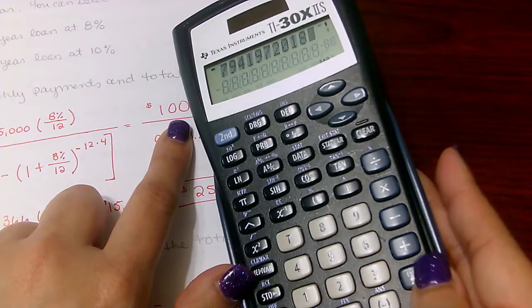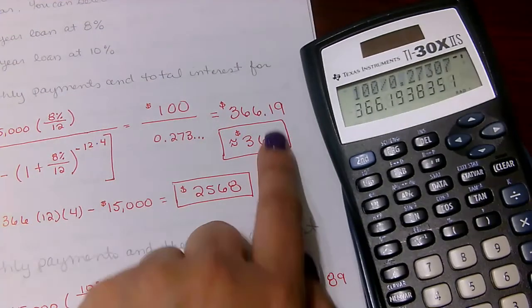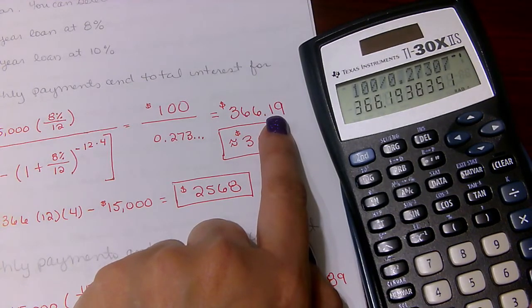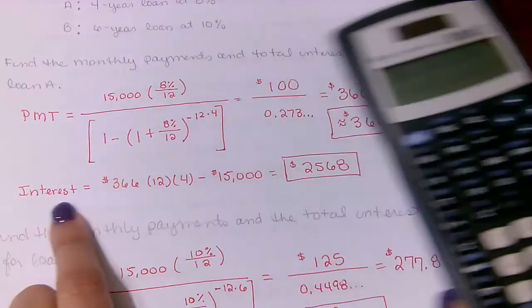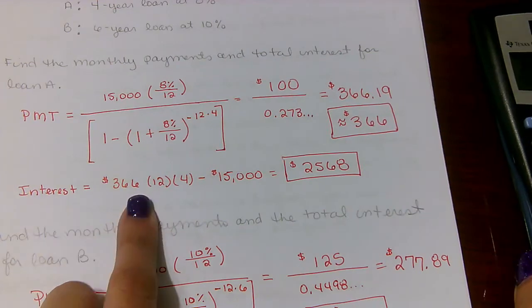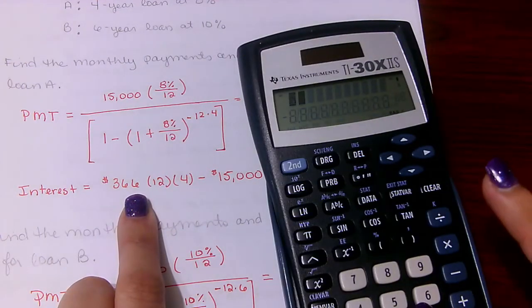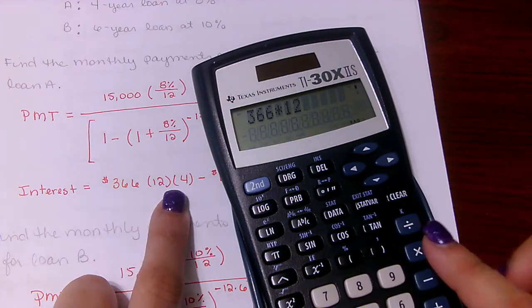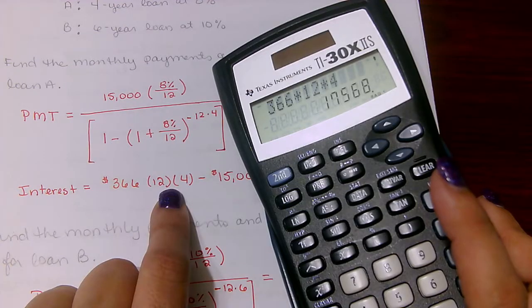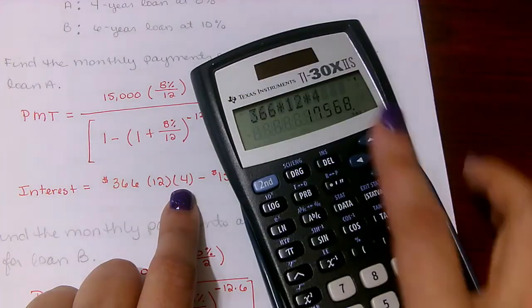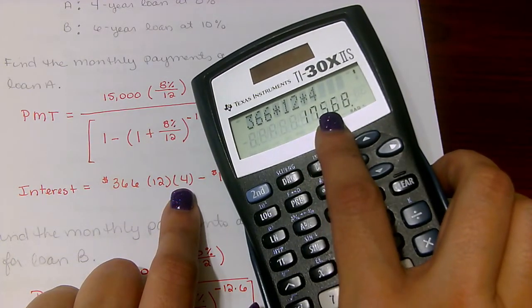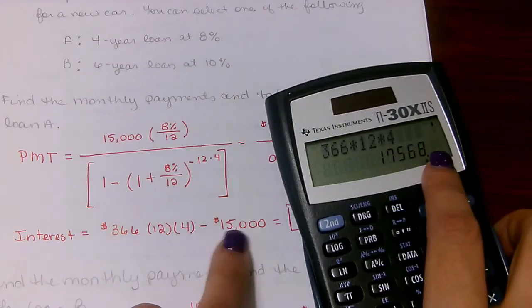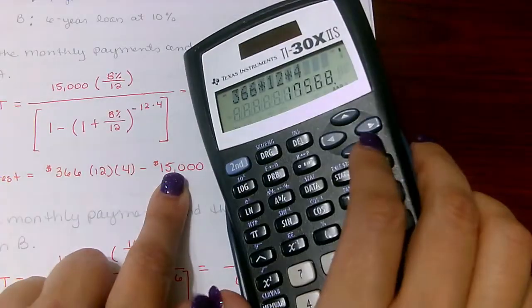When I press enter again, I will see that I still get the same value of $366.19. Let's go ahead and calculate the interest. If I make payments of $366 12 times a year for 4 years, I'm going to be paying a total of $17,568.